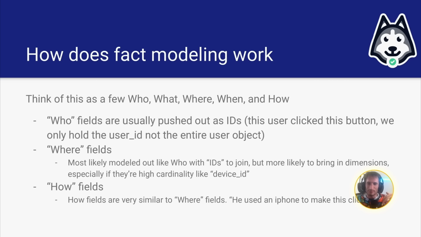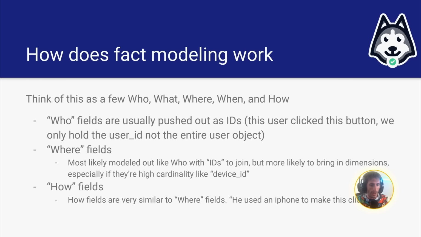Who fields are usually pushed as IDs. You can think of this as user IDs. This could be surface IDs. Imagine Tesla has a car and it's driving down the road. There's the ID for you as the user, there's the ID for the car, and maybe an identifier for the operating system, all sorts of things that help you identify who is part of the event.